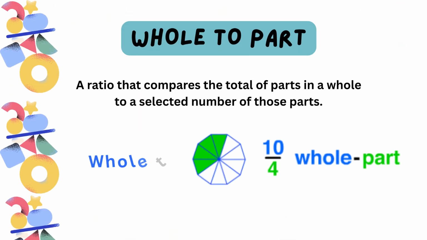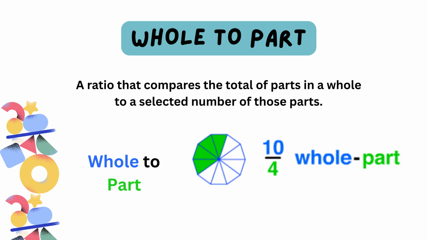Now let's move on to the last part. A whole-to-part ratio compares the total number of parts in a whole to a selected number of those parts. Example, if a shape has 10 total parts and 4 of them are green, then we compare the whole 10 parts to the 4 green parts. So the whole-to-part ratio is 10 to 4.